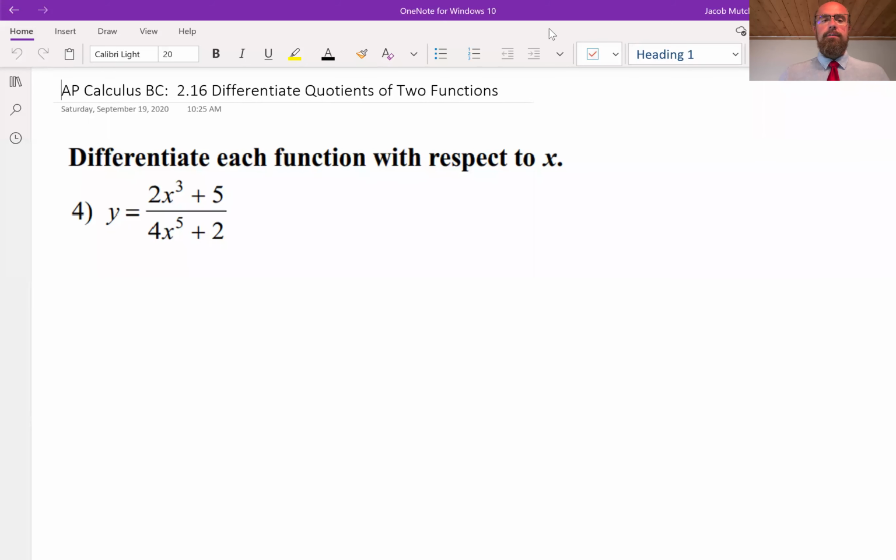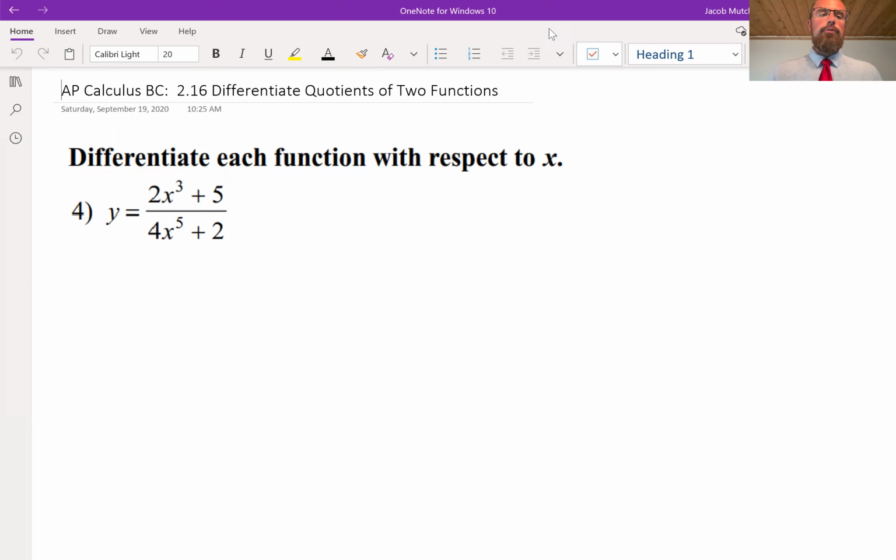Welcome to Calculus. Today we will investigate differentiating quotients, focusing on using the rule for different types of functions. Let's take a look at three examples. So our first example is with a numerator and a denominator that are both polynomials.